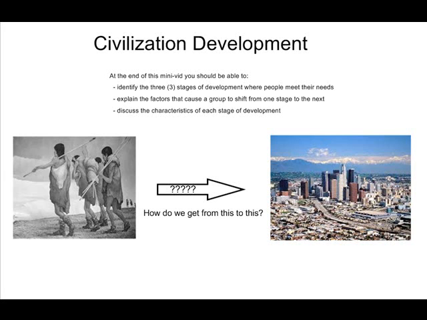But the bigger question to all of this that you'll see under the objectives are the two pictures. How do we get from this caveman to this city on the right hand side? What are the things that have to happen to take us from being a nomadic wandering group like you see on the left of your screen to being the civilized organized city that you see on the right of your screen? And hopefully by the time this mini vid is over, we can understand some of the basic common elements to that process.